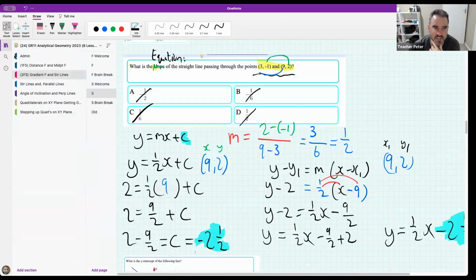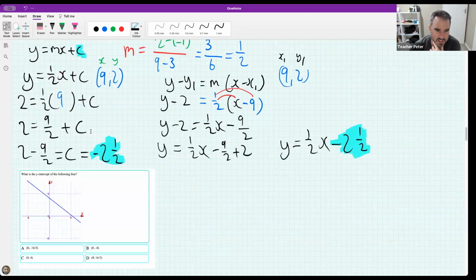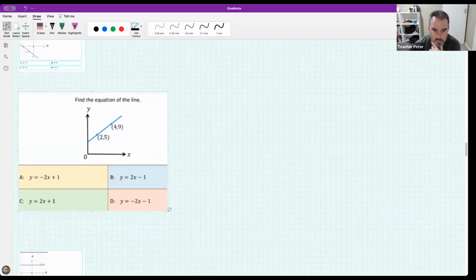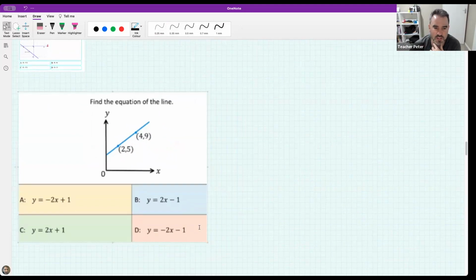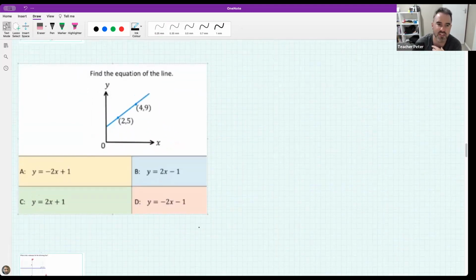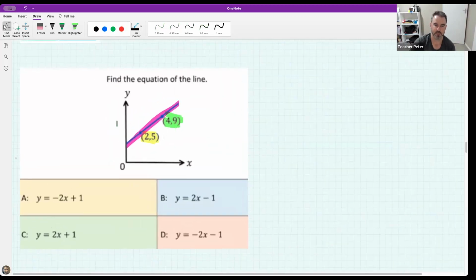Okay, then while those emoticons are coming through, I want to start with a multiple choice question. I want you to tell me which of these 4 options is the equation of this straight line here. The point over here is 2, 5. The point over here is 4, 9. Which of these 4 straight lines represents the pink straight line? Put your vote in the chat.